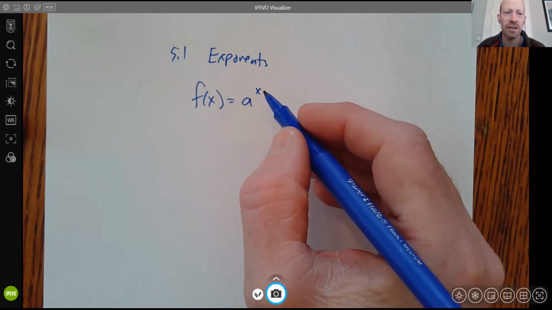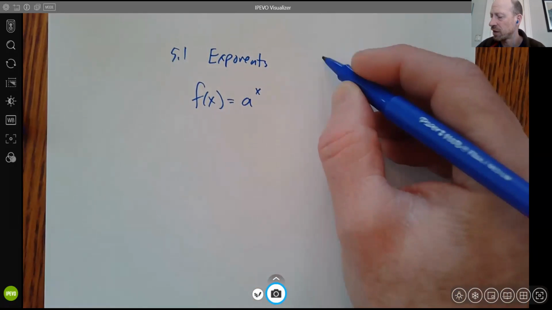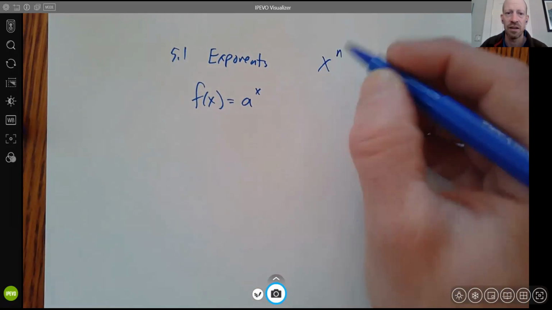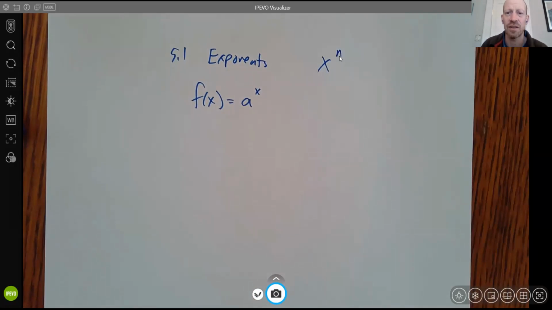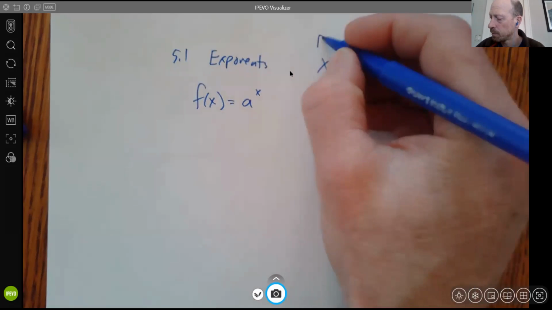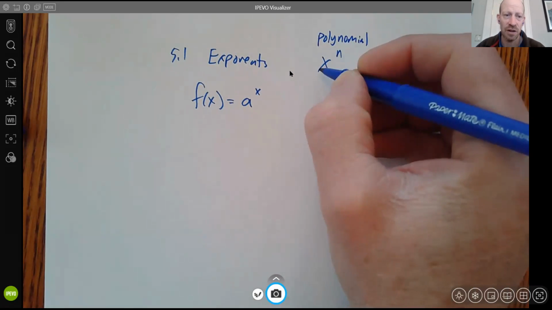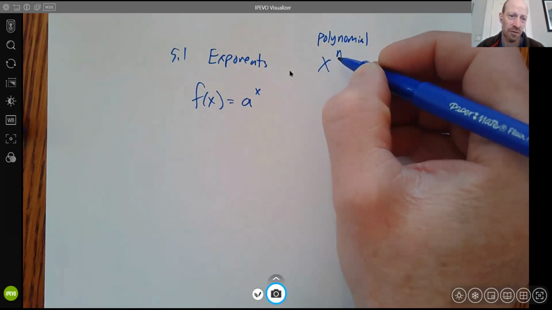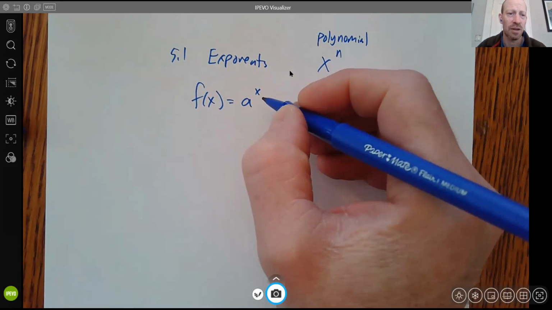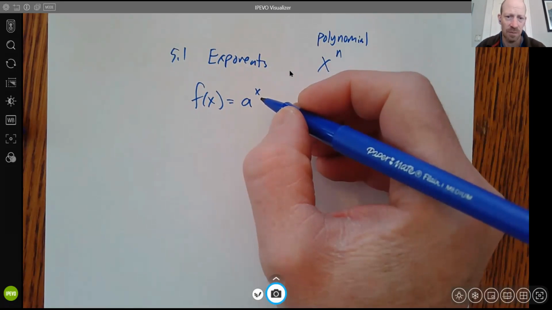So this is a very different class of functions than things like x to the n. Okay, x to the n is a polynomial. The base varies, the bottom, but the exponent is fixed. Here with an exponential equation, the exponent is the thing that's changing.